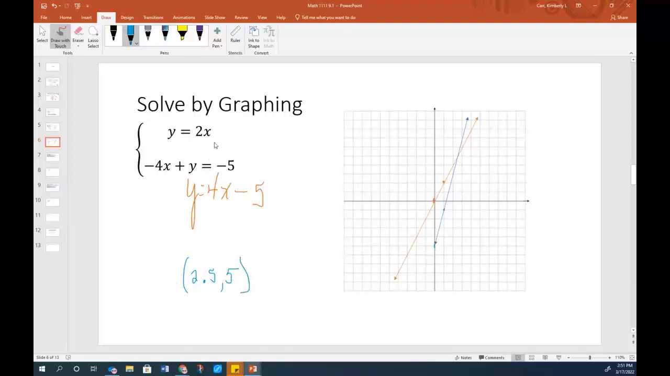And again, I can plug it in to check to make sure I've done this right. 2 times 2.5 is 5. So it checks in this one. -4 times 2.5 is -10, and -10 plus 5 is -5. So it checks in that one. So that is the solution.